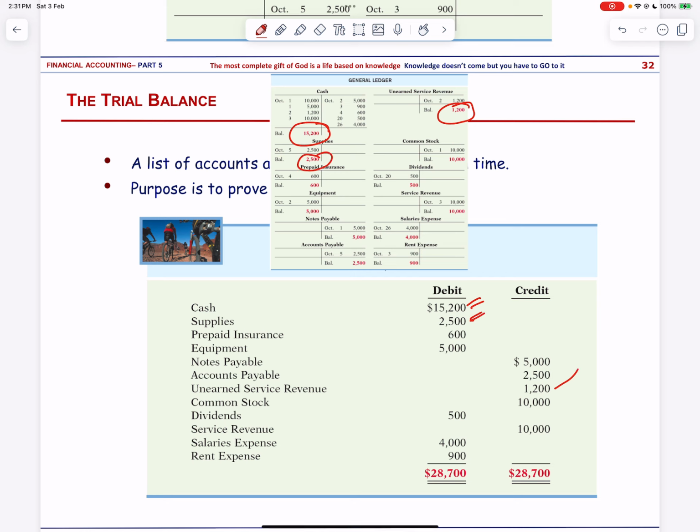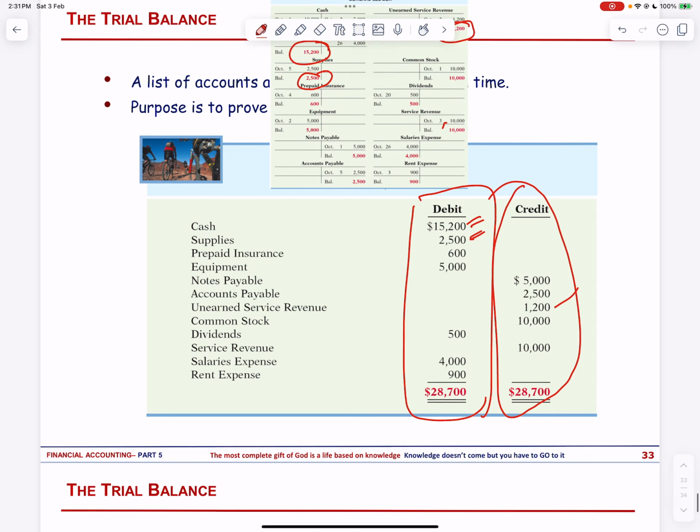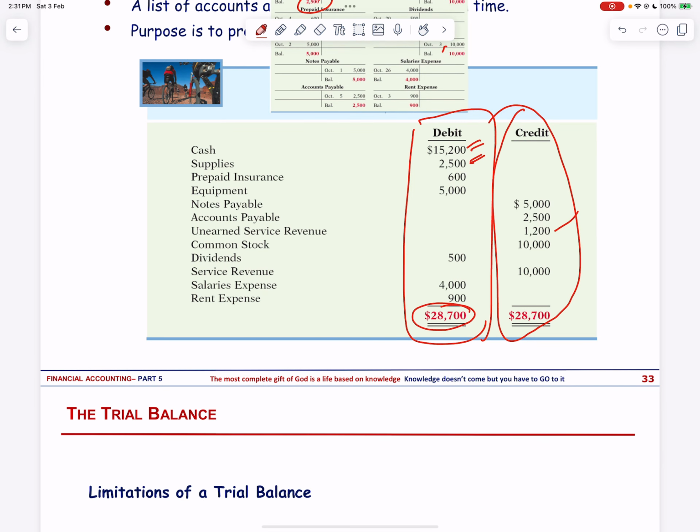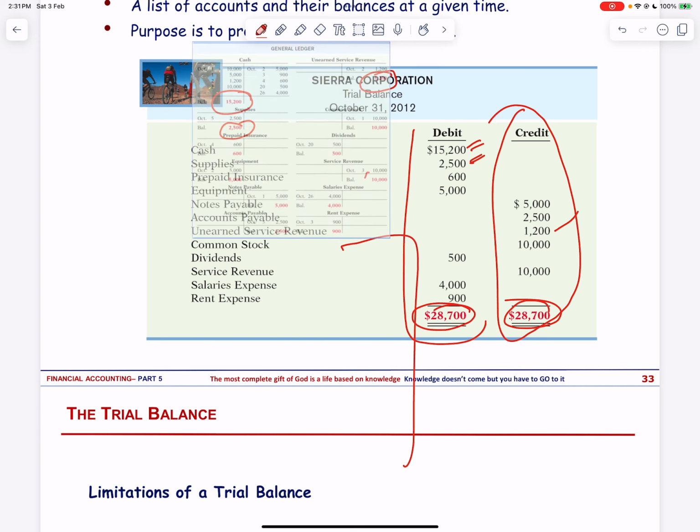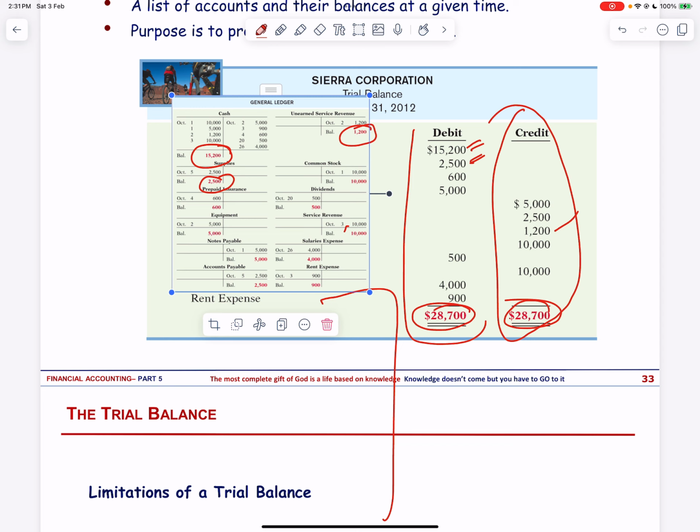So debit balances are recorded on the debit side, and credit balances are recorded on the credit side, and these two totals must be equal. If the two totals are not equal, there is a mistake either in journalizing or in posting. So that is important, and that is very interesting, and this is going to be verified in a document which we call the trial balance.